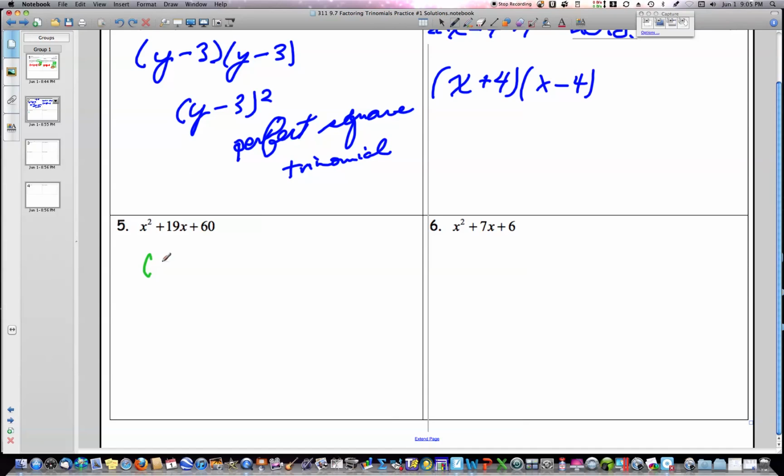So this solution is x plus 4 times x plus 15, like that. This one, the solution is going to be x plus 1 times x plus 6. 1 times 6 is 6, 1 plus 6 is 7. Again, I've done this problem before. Moving along a little more quickly here so we can keep this video from getting too long.